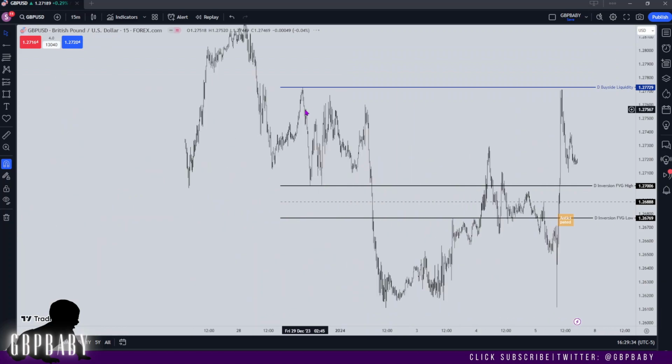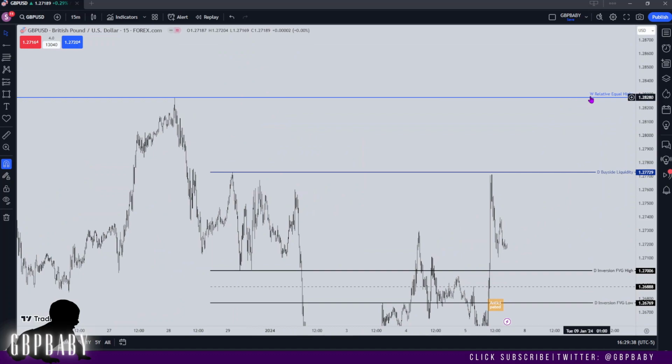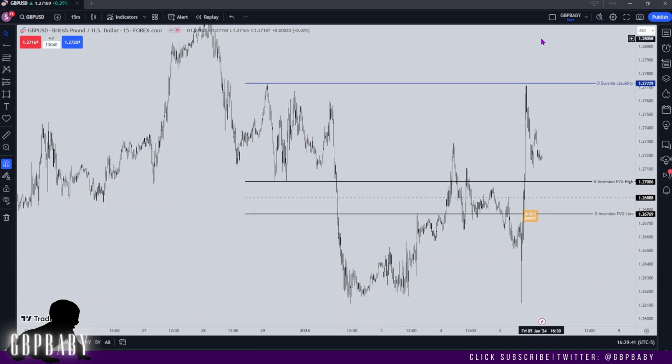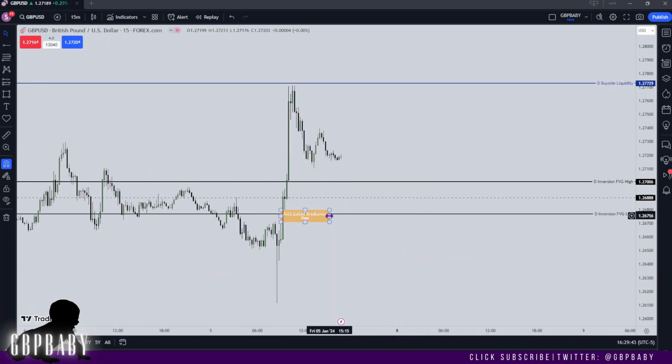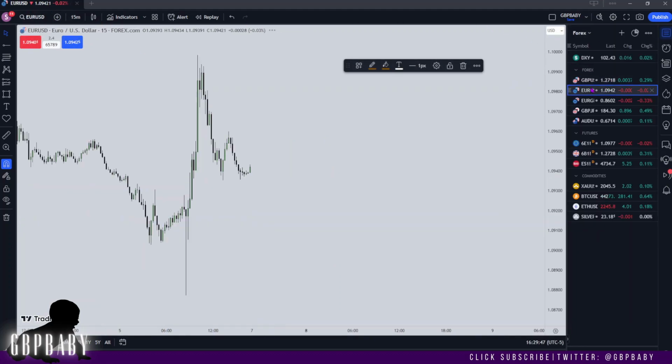And then obviously we have that beautiful buy side liquidity residing up here, and that 4 hour fair value gap I was talking about, with potential for weekly relative equal highs as well. However, that's only if price gets overzealous in the new week. So that's everything on GBPUSD. Let's finish off on Euro.